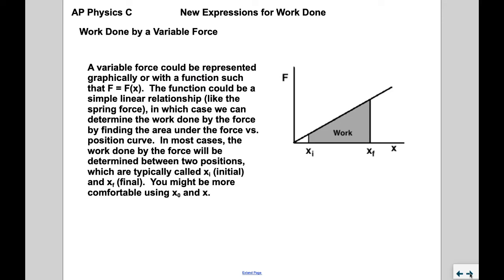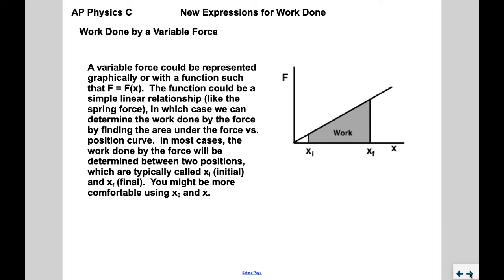If we consider the idea that a force could be variable over the position of an object, we have a graphical function here where the applied force is a function of x. This is a simple linear relationship, very similar to the ideal spring force, in which case we can determine the work done by the force by finding the area under this force versus position curve.